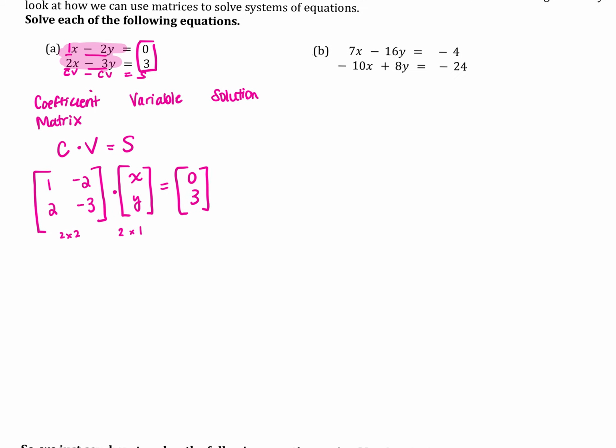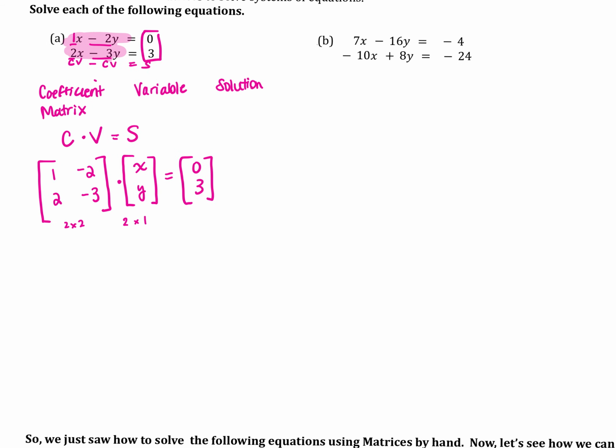Well, I have to get the variable matrix by itself, and to do that, I have to multiply both sides by the inverse of my coefficient matrix. So what that'll look like is this. I'm going to write it out first. I'm going to multiply the inverse of C on both sides. So I'll have the inverse of C times V equals, and then the inverse of C times S. All right, so now let's see what that looks like in matrix form.